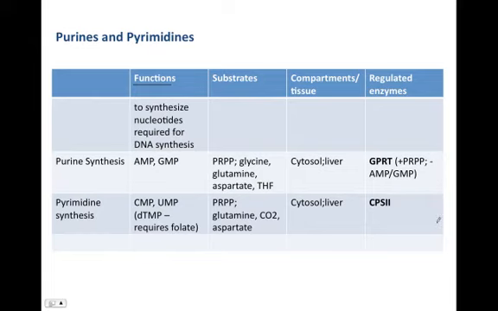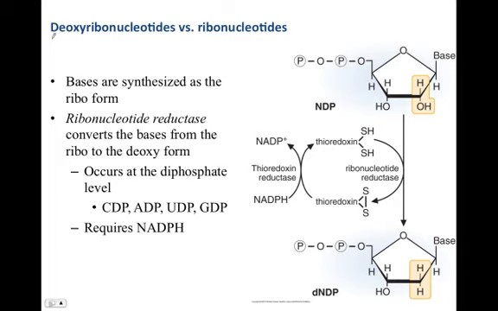This is just a summary of the two pathways, and we'll look at these in more detail now. Before we do that, let's look at deoxyribonucleotides versus ribonucleotides. Shown here is a ribonucleotide base. You can tell that because of the hydroxyl group on the C2 ring structure. To convert this ribo base to a deoxyribo base, you must remove this hydroxyl group. This reaction is facilitated by an enzyme, ribonucleotide reductase.